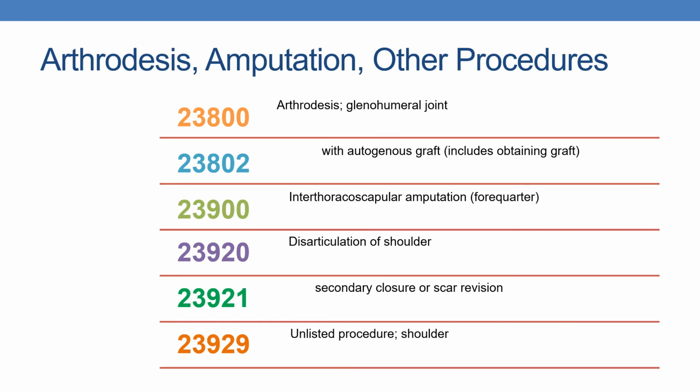Now coming to arthrodesis, amputation and other procedures. The first CPT is 23800. Arthrodesis, glenohumeral joint. The next is 23802. Arthrodesis, glenohumeral joint, with autogenous graft. The next is 23900. Interthoracoscapular amputation, forequarter. The next is 23920. Disarticulation of shoulder. The next is 23921, secondary closure or scar revision. The next is 23929, unlisted procedure, shoulder.